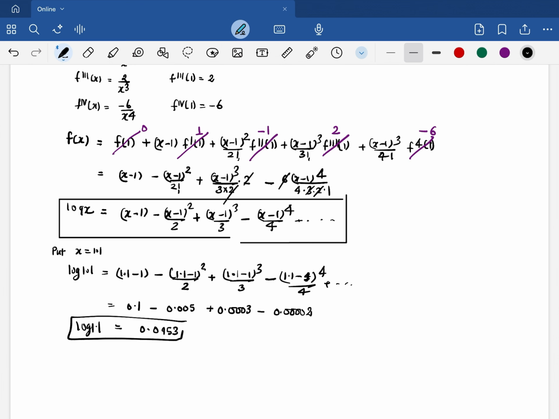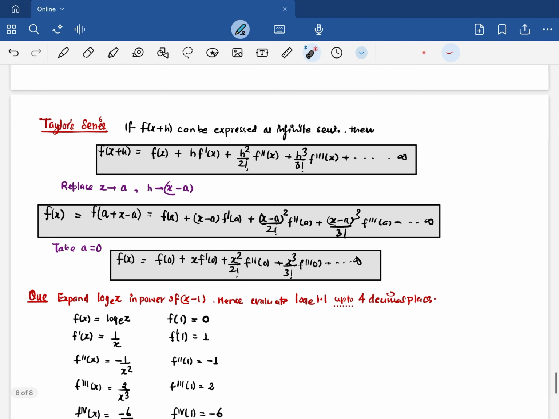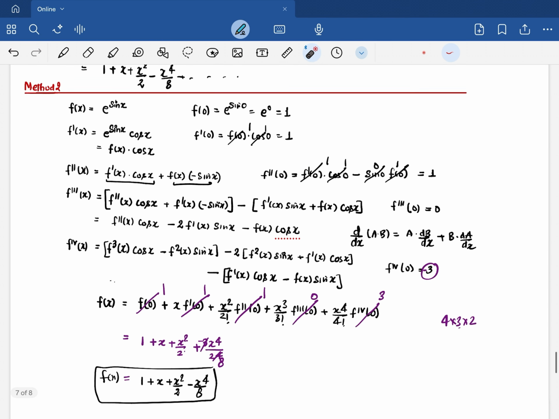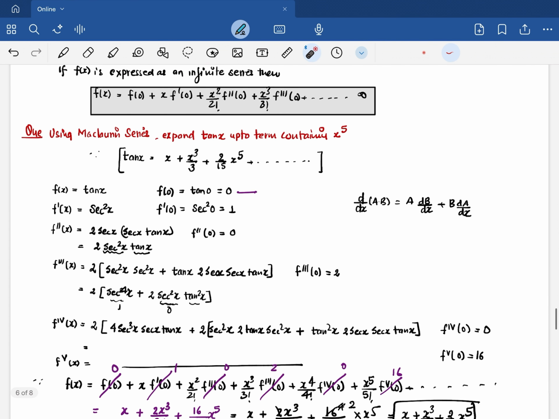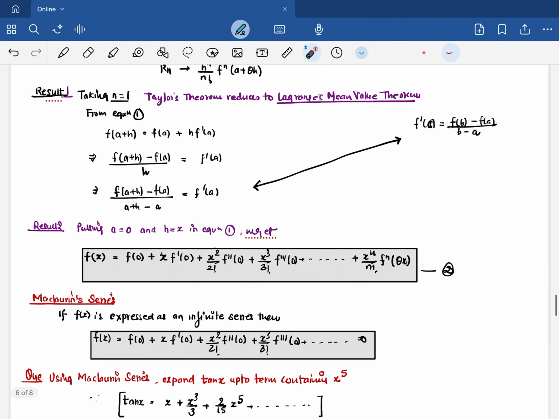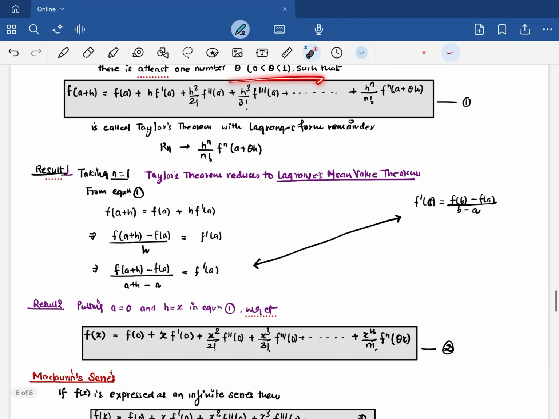So log of 1.1 is this one as far as the Taylor series is concerned. Okay, so this is all about Taylor's theorem, Taylor series and Maclaurin series. You just need to remember a single formula, that is Taylor's theorem. Once you remember Taylor's theorem, you can easily derive the Taylor series as well as the Maclaurin series.